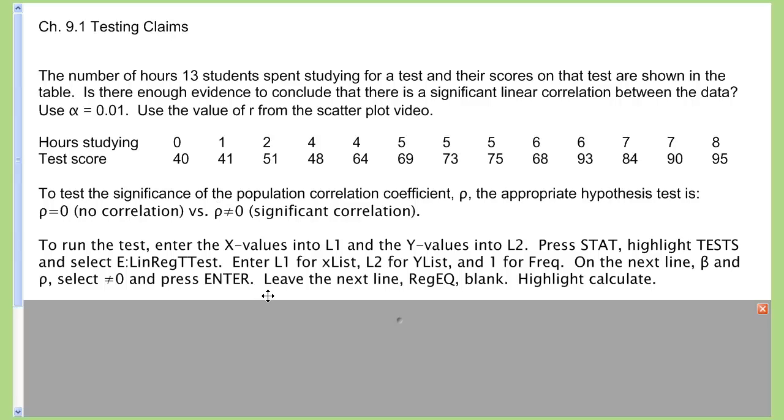So you're going to put L1, your hours studying, L2, your test score, and 1 is going to be your frequency. On the next line, you're going to put that beta and rho are not equal to 0, and you're going to press enter. So let's take the calculator and take a look at this.